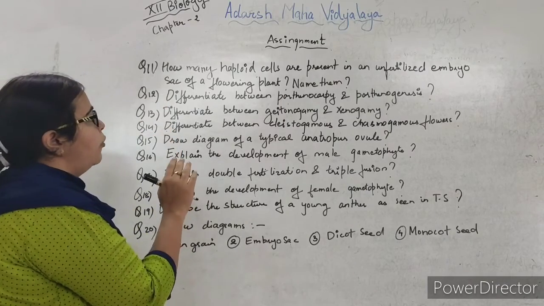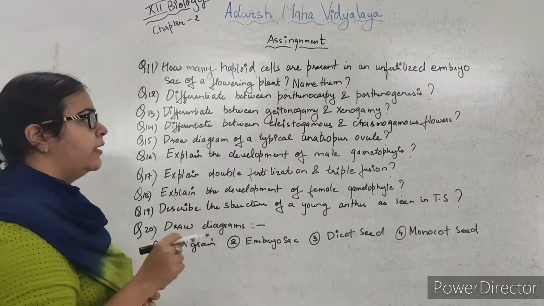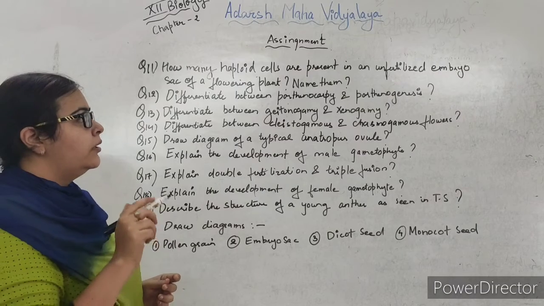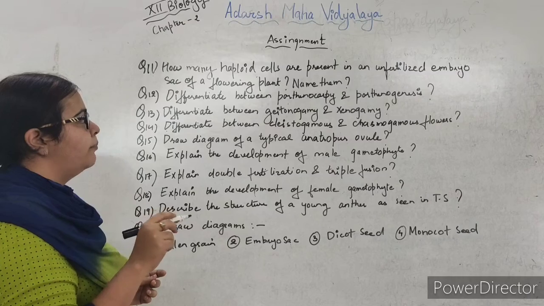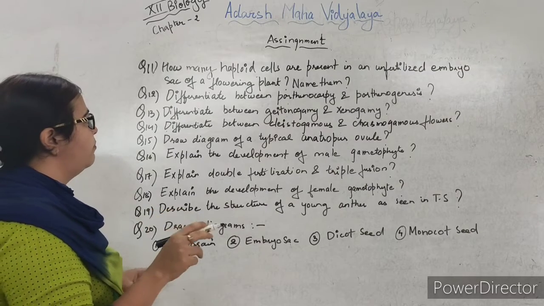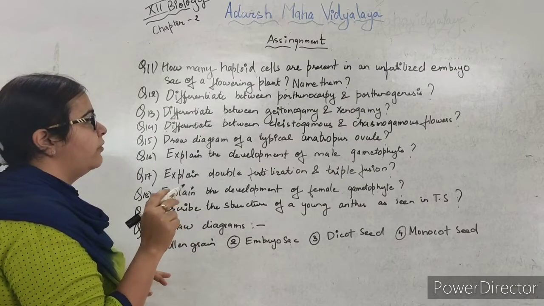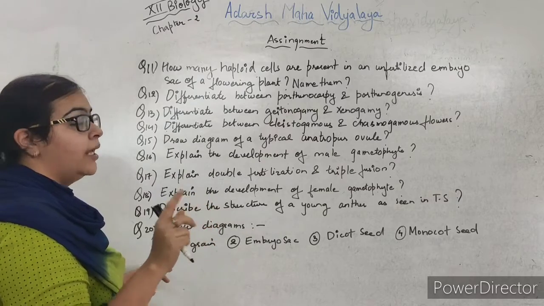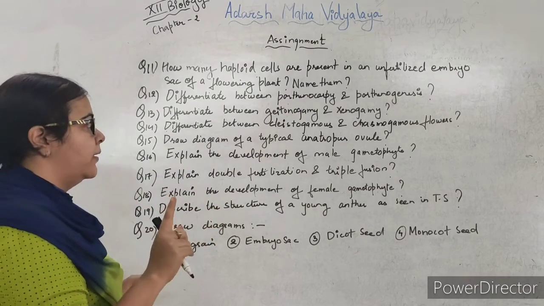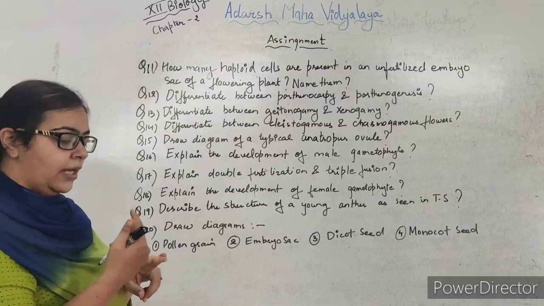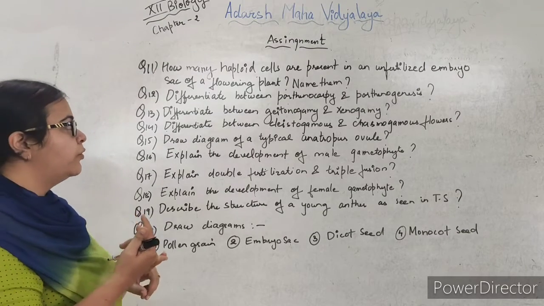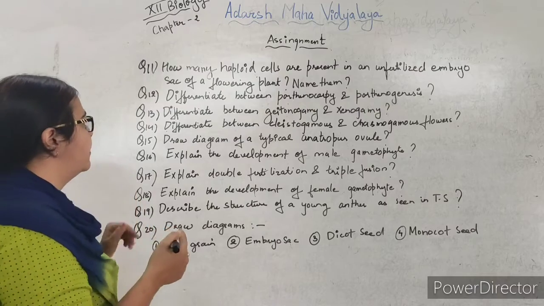Question number 11, how many haploid cells are present in an unfertilized embryo sac? Here you have to give the number of cells, that is haploid cells, in an unfertilized embryo sac of the flowering plant, and you have to name each and every cell. First you have to name the cells present in the unfertilized embryo sac, and you have to give the ploidy of those cells.